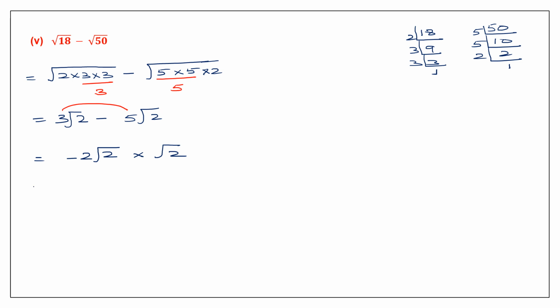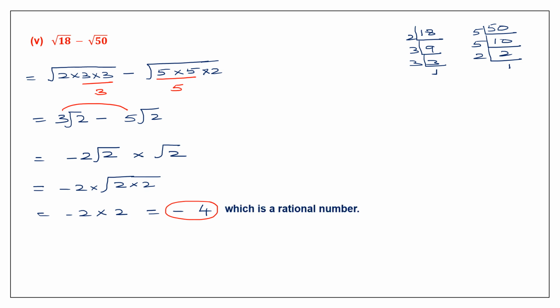So what do we get here? We get minus 2 into root 2 into 2. Root of 2 into 2. So this is minus 2 into 2. We just take out 1. Our answer is minus 4. Now minus 4 is a rational number. Negative 4 is a rational number. So we say that's a rational number.